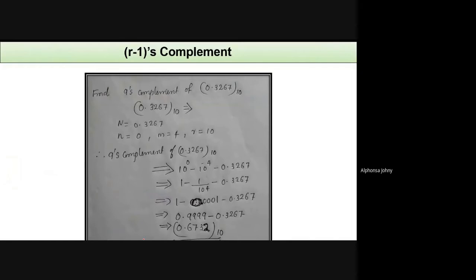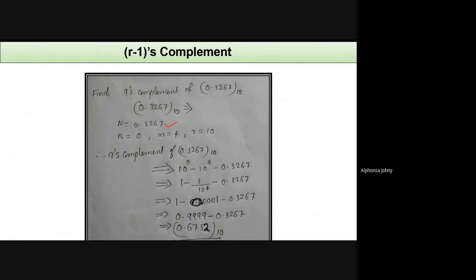Next, we will see another example for finding the 9's complement. That is, find the 9's complement of 0.3267 to the base 10. So capital N is 0.3267. Small n is equal to 0 since there are no digits on the integer side, and m is equal to 4, that is the number of digits in the fractional part: 1, 2, 3, 4. Base or radix is equal to 10. So using the equation, we can write it as r raised to n minus r raised to minus m minus capital N. So r is 10: 10 raised to 0 minus 10 raised to minus 4 minus 0.3267.